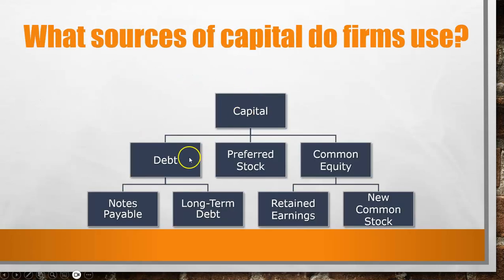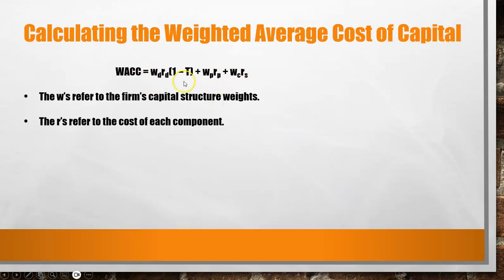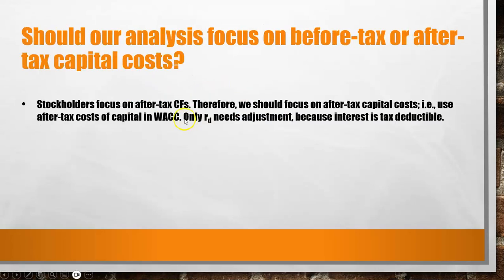That's how much it would cost us for debt, the average of debt, for preferred stock and common equity. That's a long looking formula. It's okay, we're going to go through it. Should our analysis focus on before tax or after tax? Stockholders focus on after tax because they want to know how much money they're going to have after they pay Uncle Sam. So we use after tax costs.